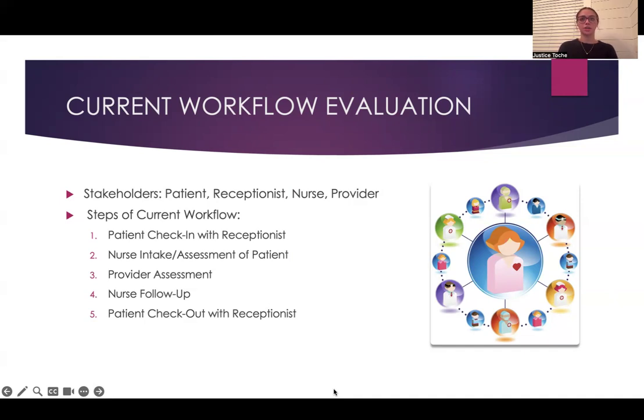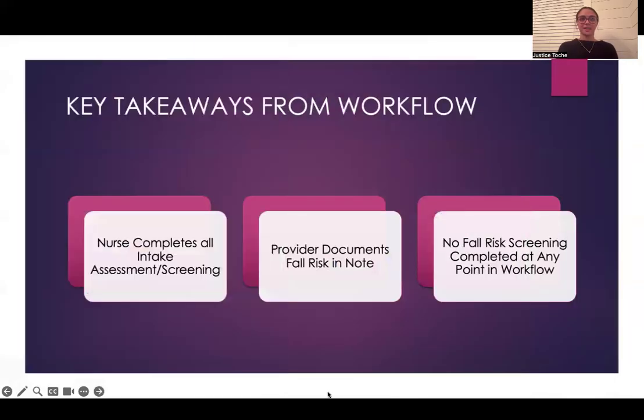The nurse follows out any orders from the provider, and the patient is then escorted back to registration where the patient checks out and leaves the facility. Key takeaways from the current workflow at Sunnyland Medical Center include the nurse completes all intake documents and screening, and the provider documents fall risk in the provider note. However, there is no point within the current workflow where the fall risk screening is completed.